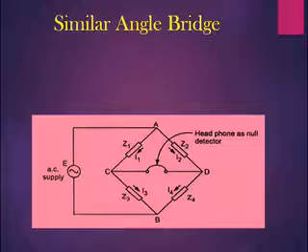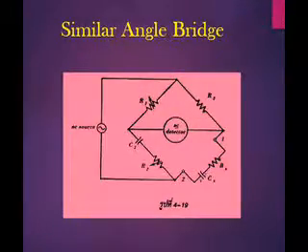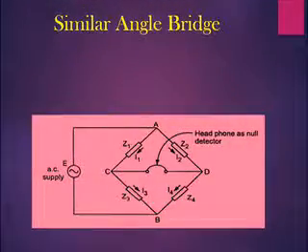One type of bridge is the similar angle bridge. The similar angle bridge is used to measure the impedance of a capacitive circuit. This bridge is sometimes called the capacitance comparison bridge or the series resistance capacitance bridge. The circuit shown is an example of a similar angle bridge.